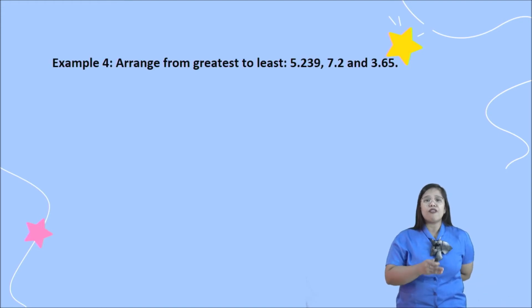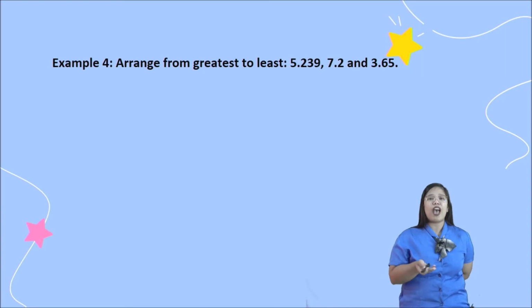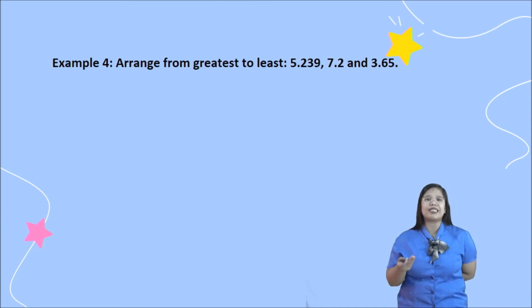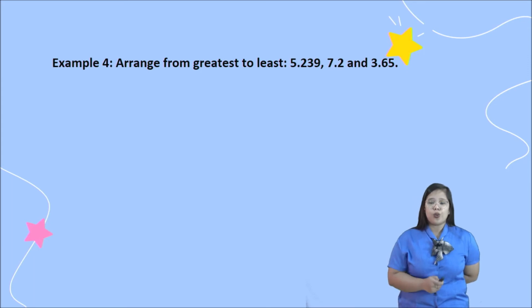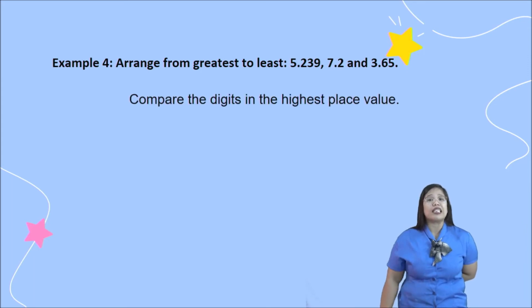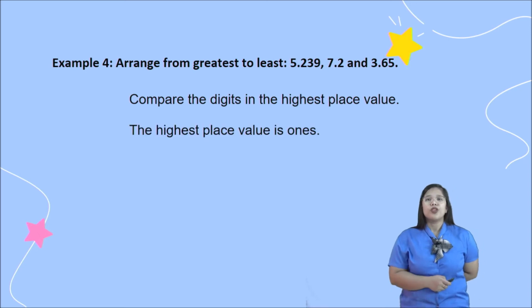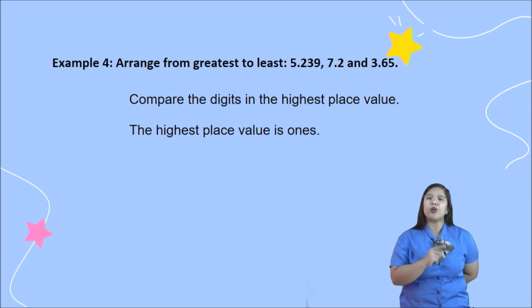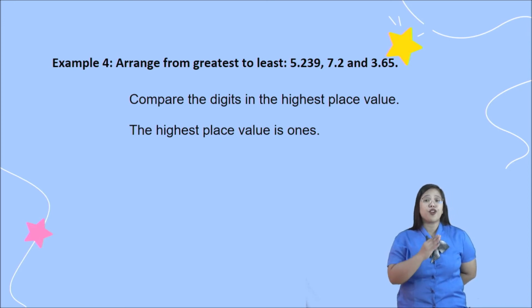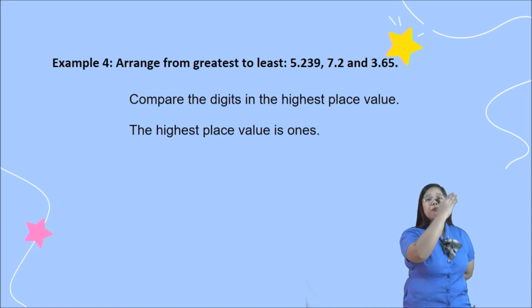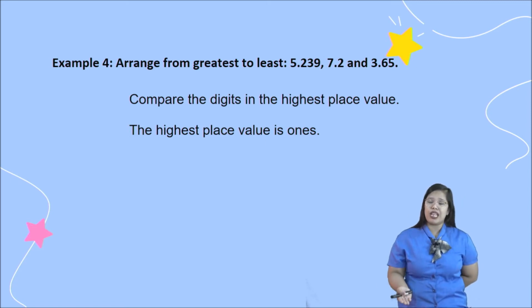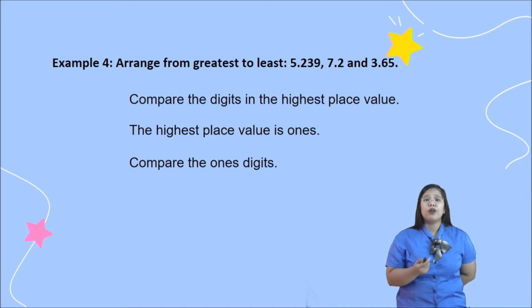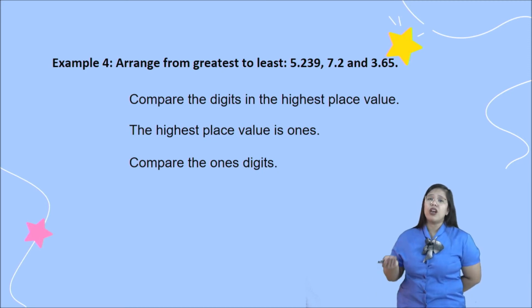Next example, we have arrange from greatest to least. We have 5 and 239 thousandths, 7 and tenths, and 3 and 65 hundredths. So we need to compare the digits in the highest place value. The highest place value, again, kids, is ones. But this time, we need to arrange these numbers from greatest to least, meaning from the biggest to the lowest or smallest. So we can now compare the ones digit.